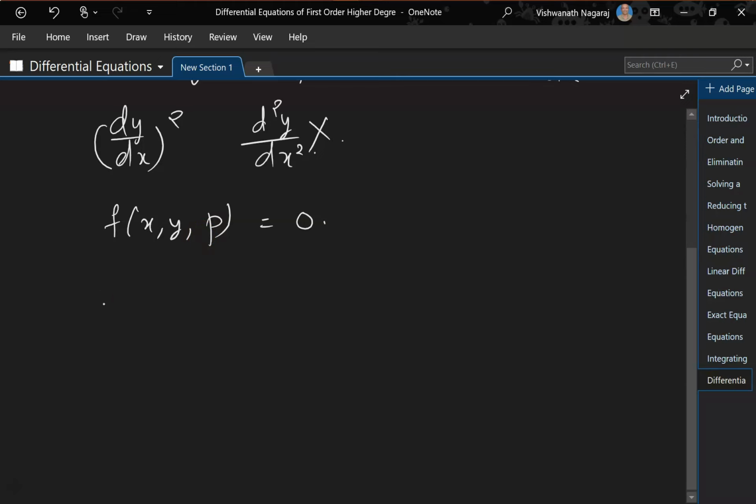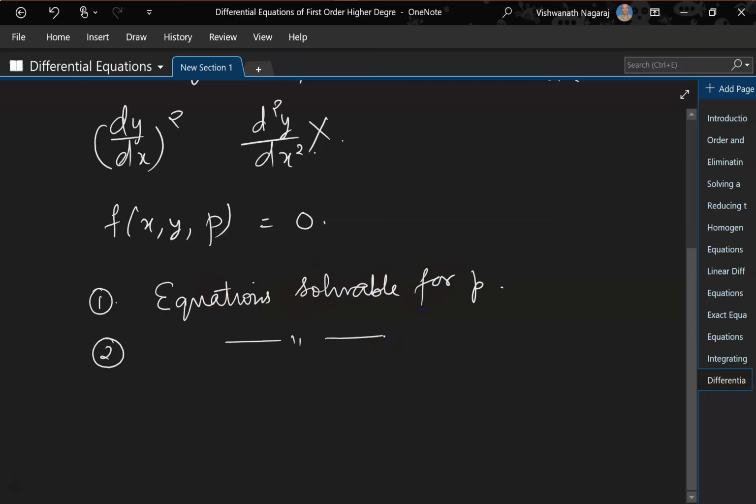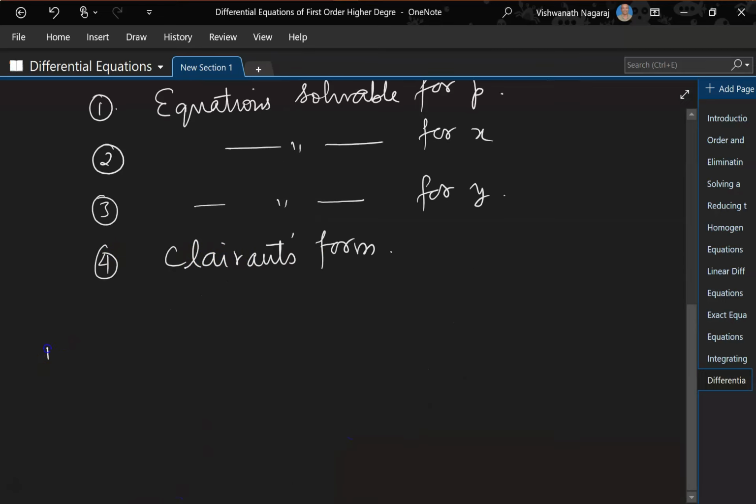Now there are four different types we'll be looking at. We are going to look at equations solvable for p, equations solvable for x, equations solvable for y, and finally we'll look at Clairaut's form. In this session we'll look at the first one, equations solvable for p.